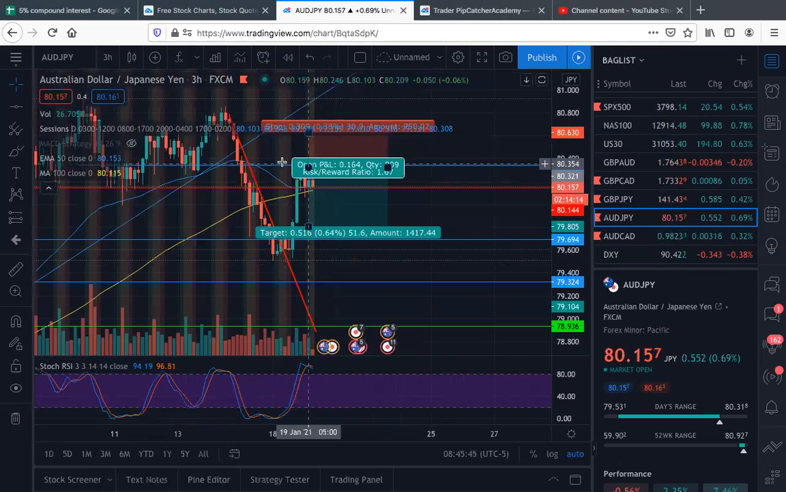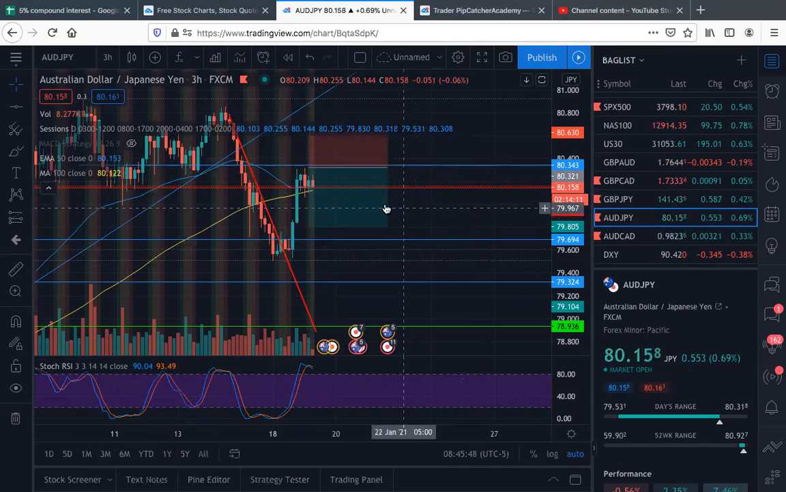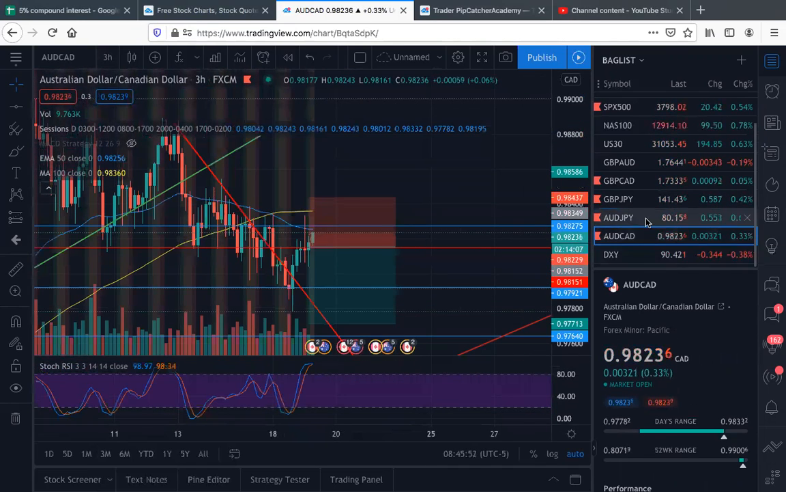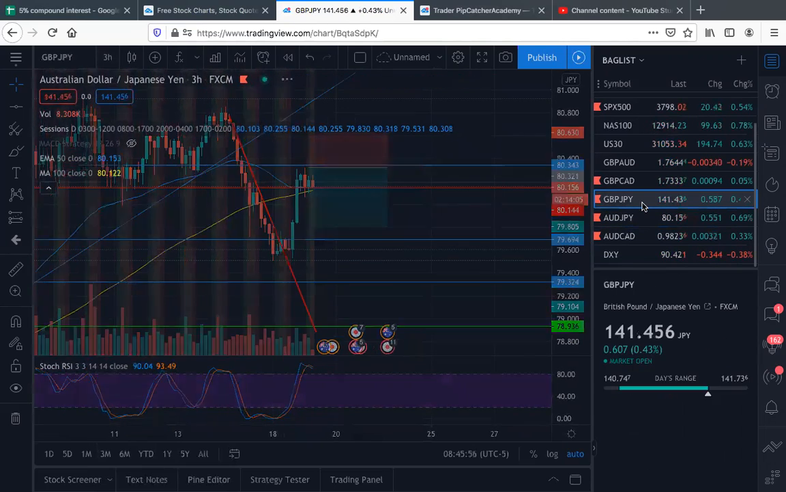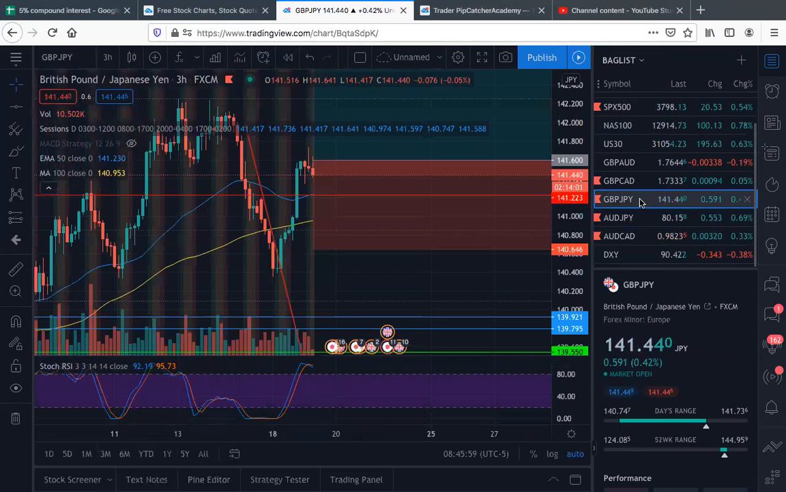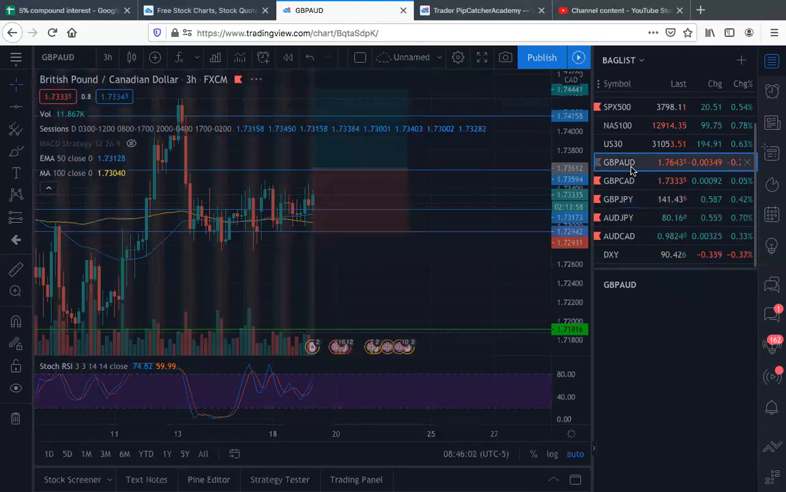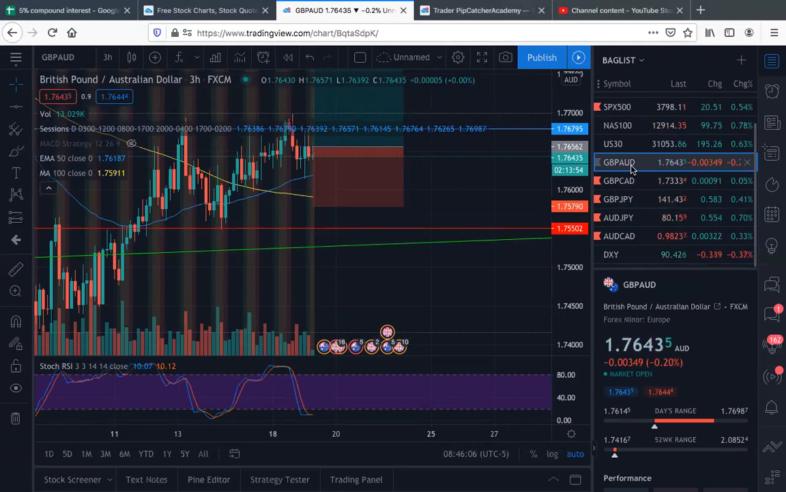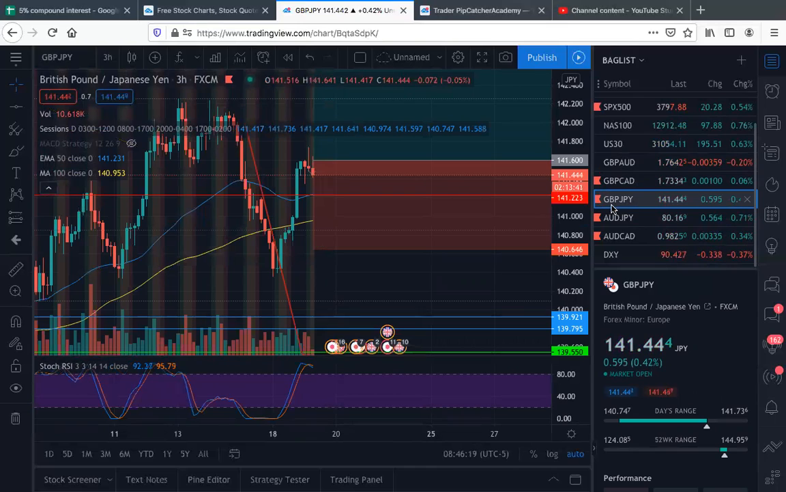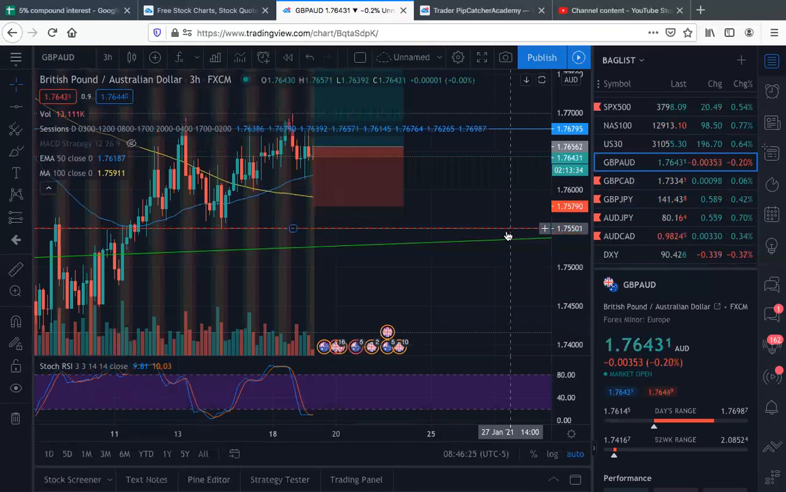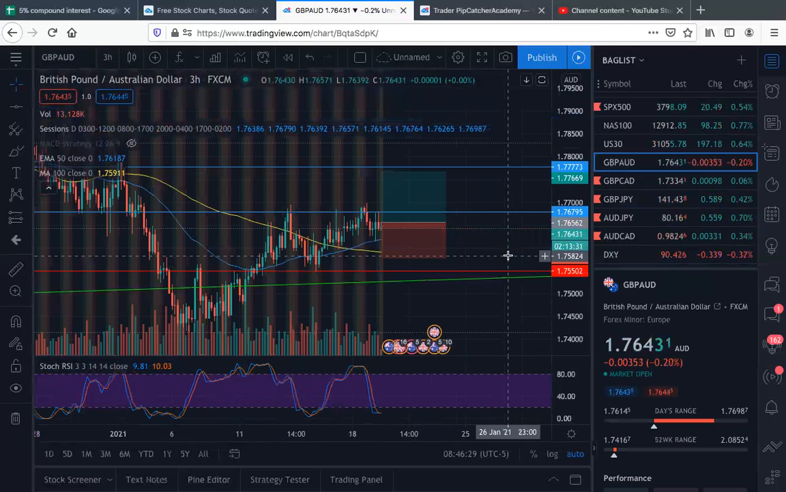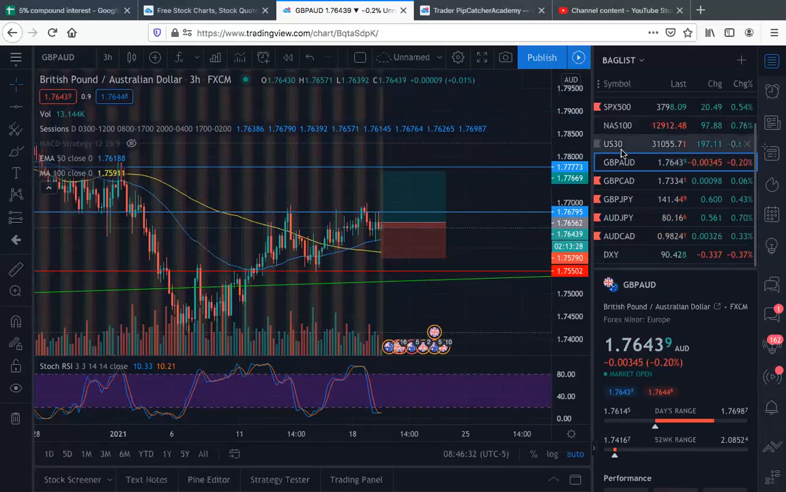Okay, so yeah, we're looking at bearish for AUD CAD. We're looking at bearish for AUD JPY. We were bullish for GBP JPY and GBP CAD, and also GBP AUD. All right, let me see, GA. Yeah. So GA was bullish.